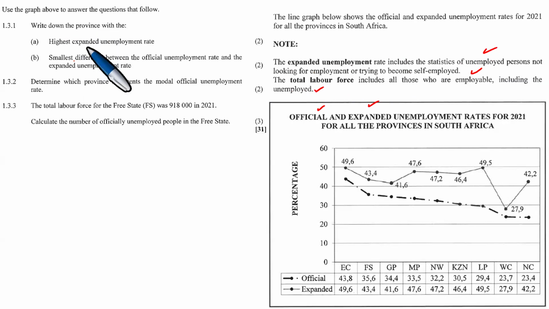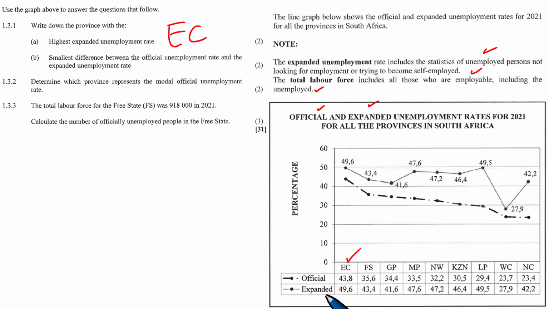Write down the province with the highest expanded unemployment rate. Which province do you think has the highest expanded unemployment rate here, and why do you think that is the case? The Eastern Cape. It is the Eastern Cape province. Well done. In here you just need to say it is the Eastern Cape province.